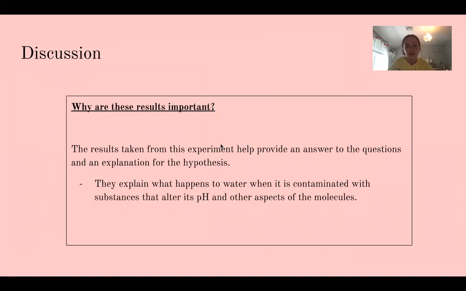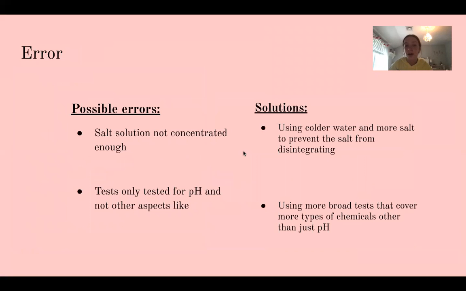So why are these results important? These results taken from this experiment help provide an answer to the questions and an explanation to the hypothesis. They explain what happens to water when it is contaminated with substances that alter its pH and other aspects of the water molecules themselves. The possible errors were that the salt solution was not concentrated enough and that the tests only tested for pH and not other aspects.